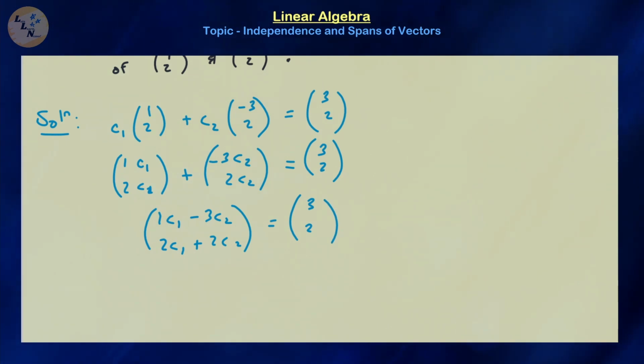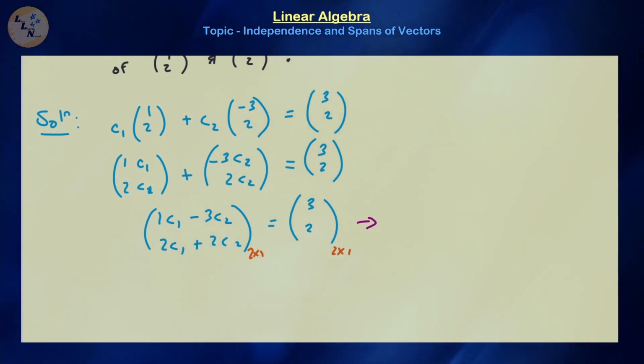So in a sense, we have a system of equations, right? And keep in mind, both of these are 2 by 1 vectors. So from this, we have the equations, because if these vectors are equal, their elements must also be equal.